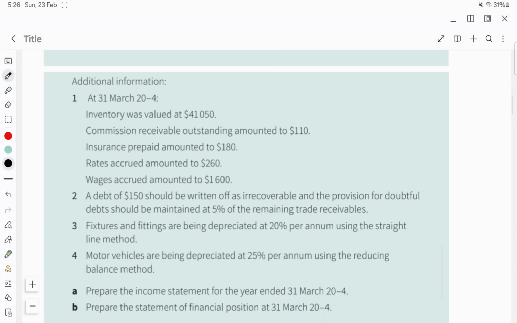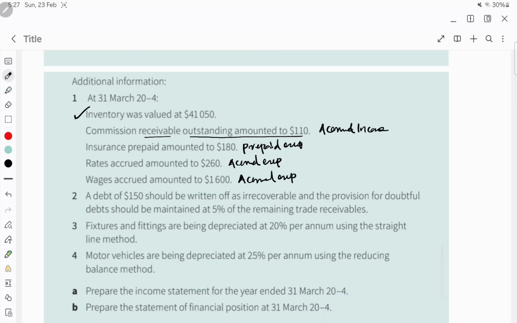Apart from that, we have additional information like closing inventory, commission receivable outstanding. Accrued commission receivable means accrued income. Prepaid insurance, so it's a prepaid expense. Rates accrued is not a prepaid expense, it is accrued or outstanding expenses. Wages accrued is again accrued expenses.